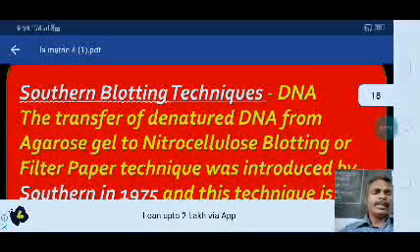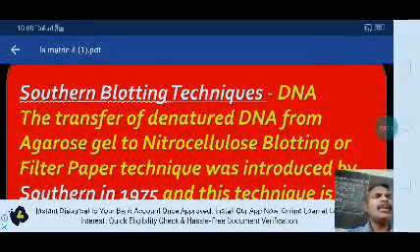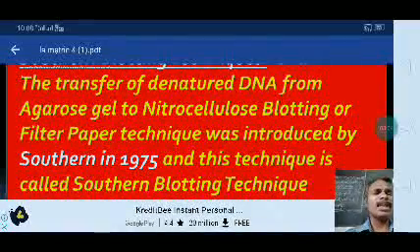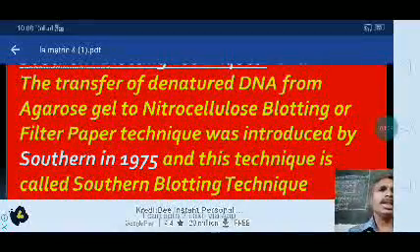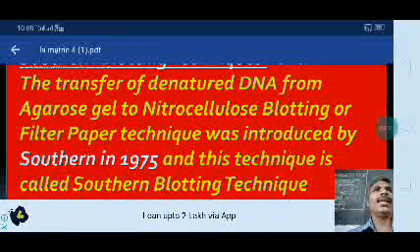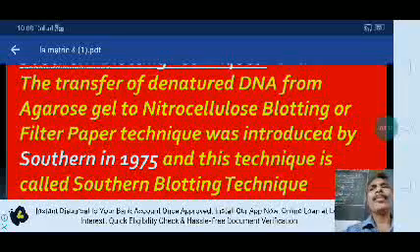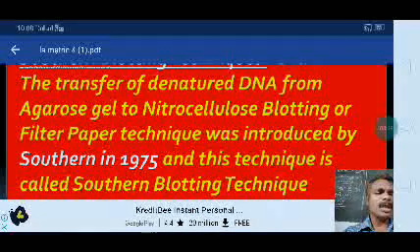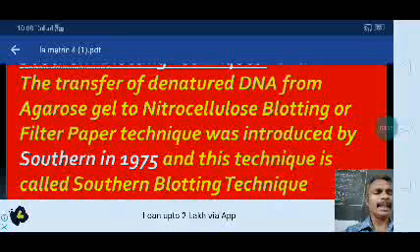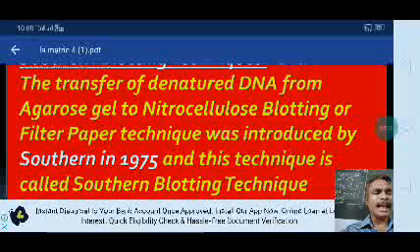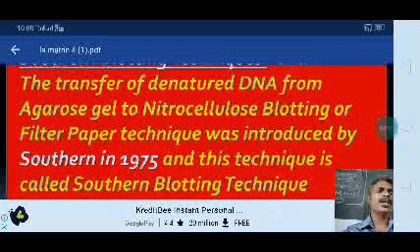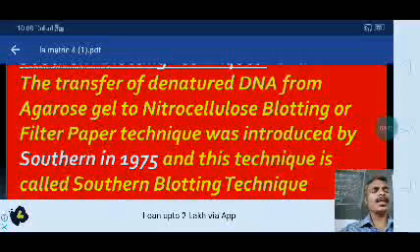Southern blotting, DNA. The transfer of denatured DNA from agarose gel to nitrocellulose. The double helix structure is denatured, that is, it is modified into single stranded DNA. The agarose gel to nitrocellulose blotting or filter paper technique was introduced by Southern in 1975, and this technique is called the Southern blotting technique.